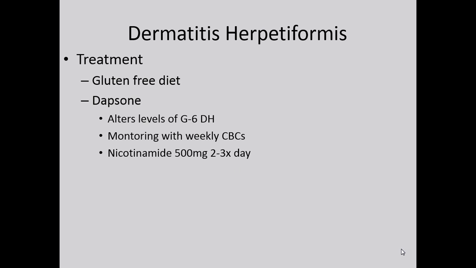So what's the treatment for this? Well, basically we want to put these people on, and hopefully a lot of people on, a gluten-free diet. There's also a medication called Dapsone that helps decrease the immune dysfunction that's associated with dermatitis herpetiformis, although it does alter the levels of the glucose-6-dehydrogenase. So we want to monitor CBCs if we're going to use that.